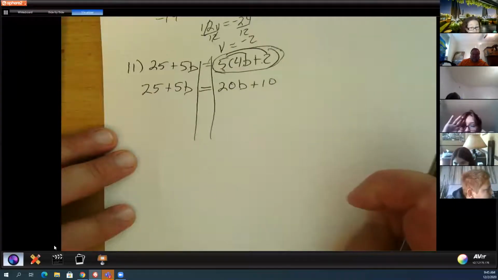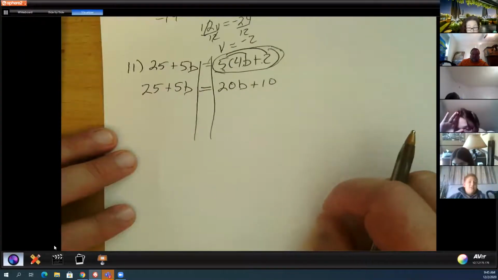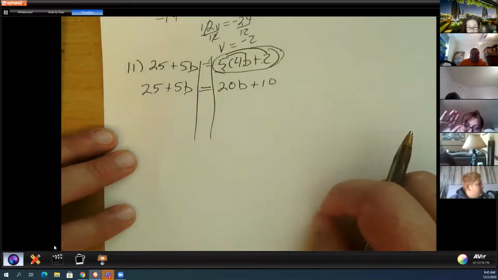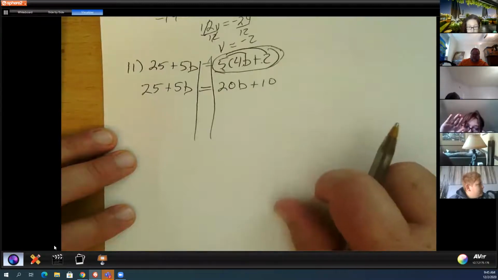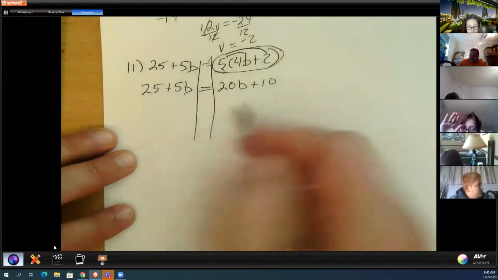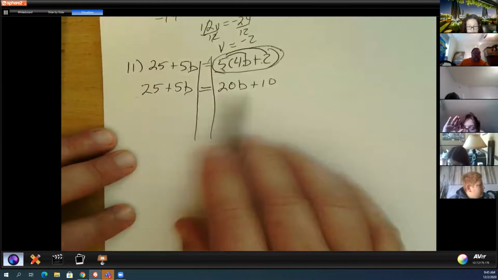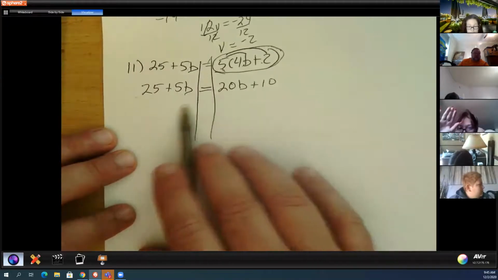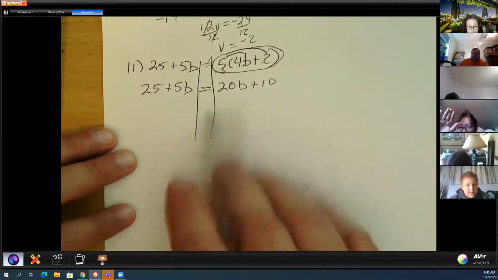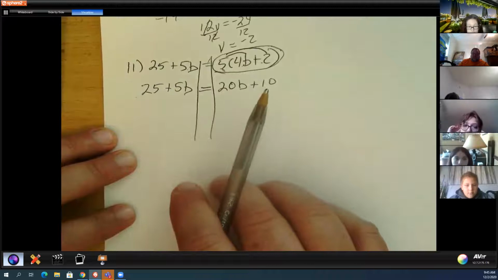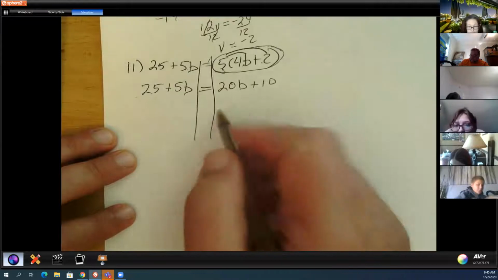Combine, guys. Second step, I'm typing this stuff into the chat. Combine what? Peyton, tell me combine what. Like terms. Now, can we combine any like terms here right now? We can, but how do we have to do it? I think it's 20b and then 5b together.